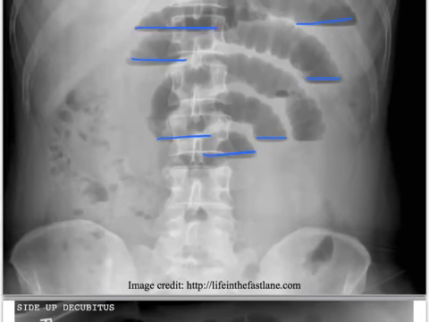Air fluid levels can also be seen in patients with gastroenteritis as well, or ileus post-abdominal surgery. It doesn't necessarily have to mean obstruction, and so air fluid levels need to be taken in context with the patient who is presenting.